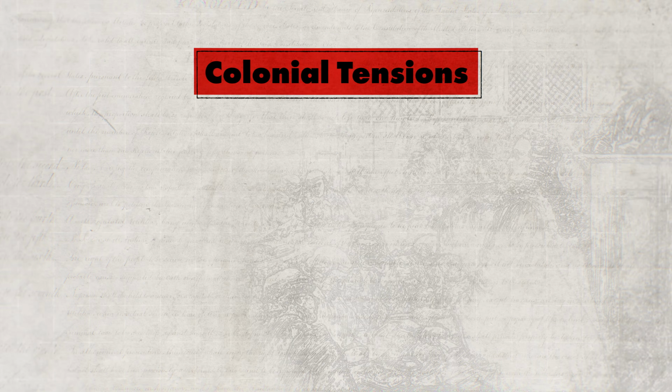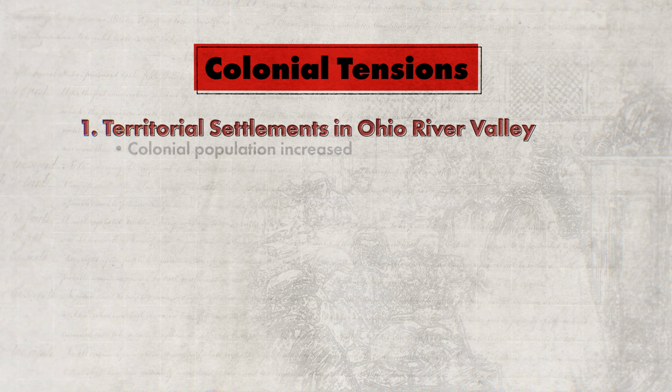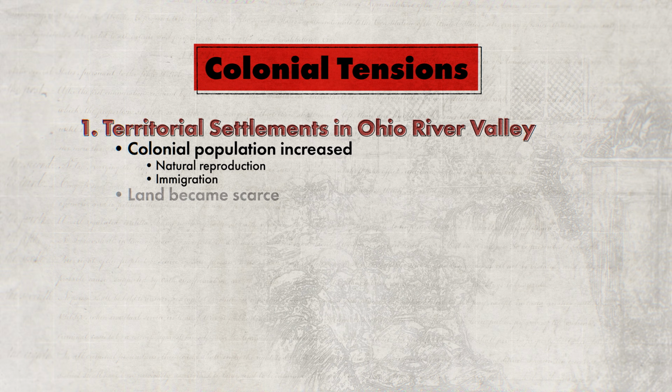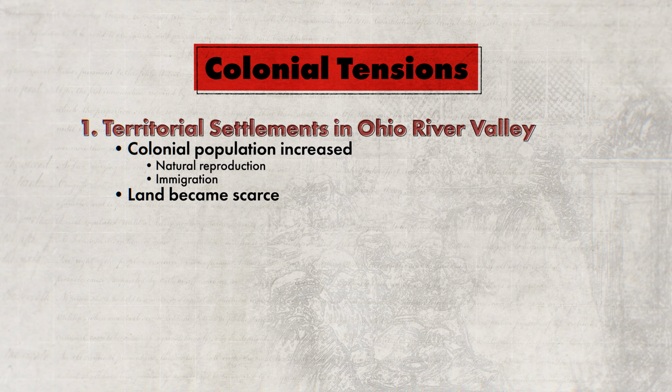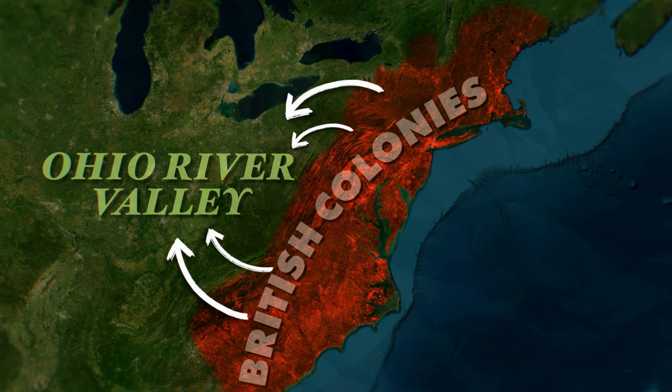And these disagreements basically fall into three big categories. First, colonists disagreed with Great Britain regarding territorial settlements in the Ohio River Valley. So on account of the incredible colonial population increase through natural reproduction and immigration, land became real scarce in the territories of the original colonial boundaries. And so many colonists desired to push west into the Ohio River Valley to create a better life for themselves. But Great Britain was all like, y'all so crazy.